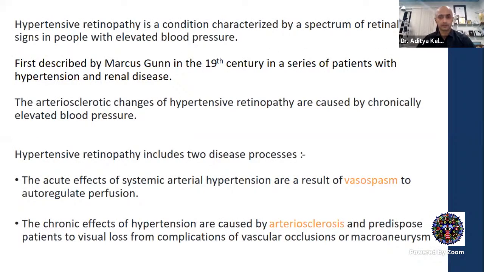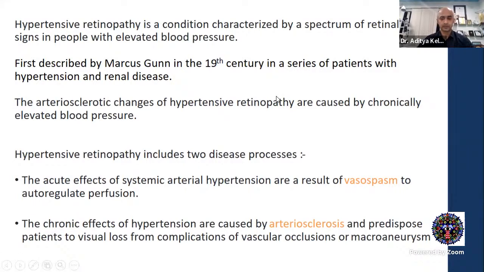As you know, hypertensive retinopathy is a condition characterized by a spectrum of retinal vascular signs in people with elevated blood pressure. First described by Marcus Gunn in the 19th century in a series of patients who had hypertension and renal disease, he identified the changes in the retina. The atherosclerotic changes of hypertensive retinopathy are caused by chronic elevation of the blood pressure.